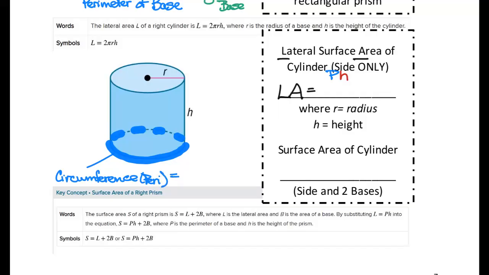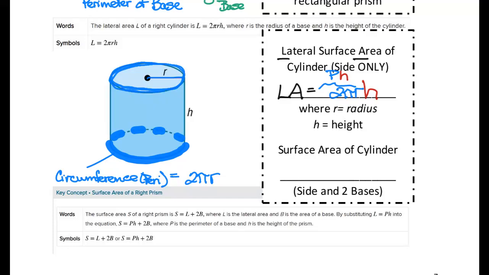And does anybody remember what the circumference formula is if we give you the radius? What is it? C is equal to pi times diameter, or C is equal to 2 pi r. So your perimeter right here is circumference, 2 pi r, times h. And remember, h is the height in between your two bases.